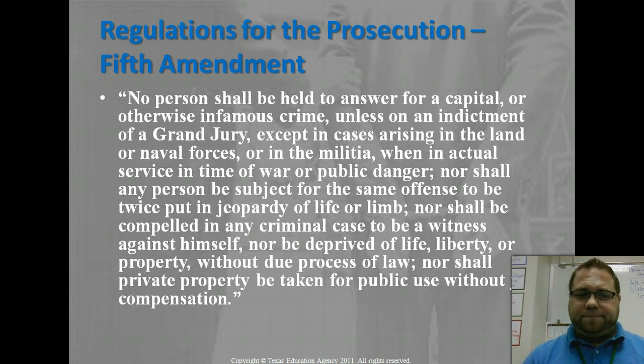Okay, so Fifth Amendment. Now, this is a lot of words here, but this is regulations for prosecution, for being able to actually prosecute someone and to bring them to trial. No person shall be held to answer for a capital or otherwise infamous crime unless on an indictment of a grand jury, except in cases arising in the land or naval forces or in the militia when in actual service in time of war or public danger. Nor shall any person be subject for the same offense to be twice put in jeopardy of life or limb, nor shall be compelled in any criminal case to be a witness against himself, nor be deprived of life, liberty, or property without due process of law, nor shall private property be taken for public use without just compensation. Okay? They wrote things a little bit differently in the 1700s.